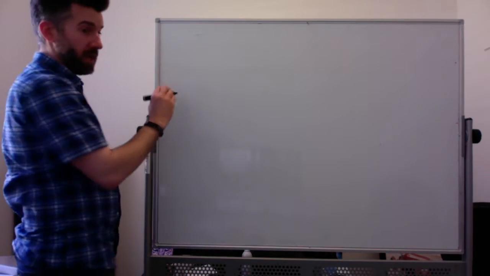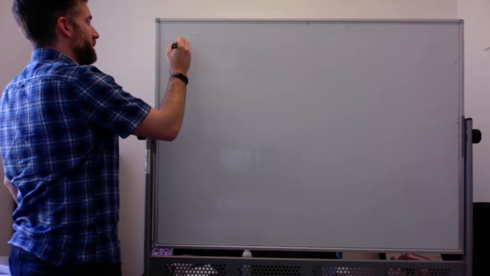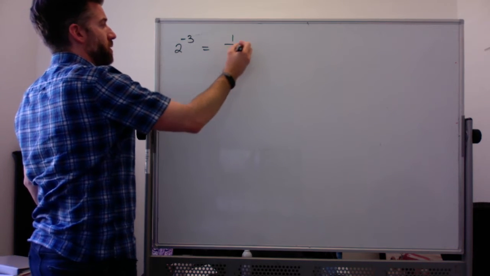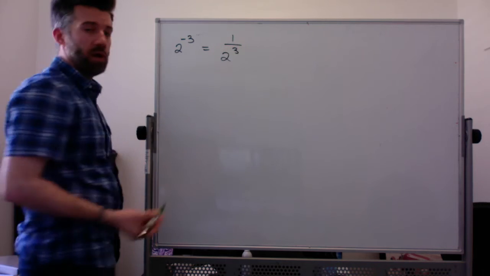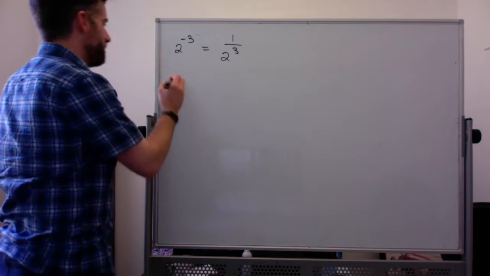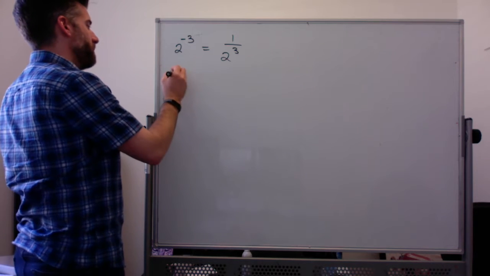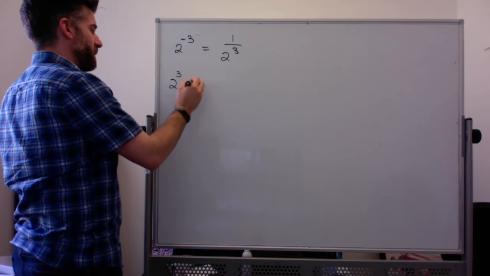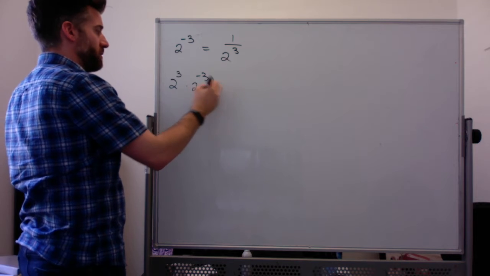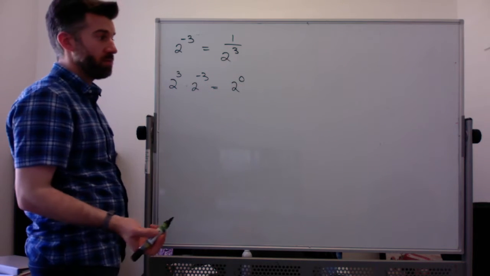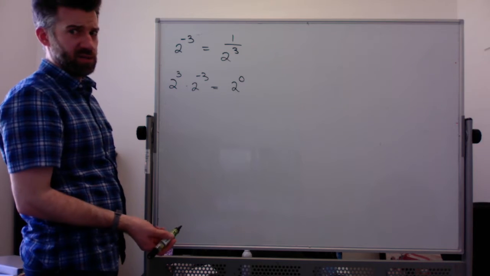There's also negative powers. So if you have, say, 2 to the negative 3rd, that's really just 1 over 2 to the 3rd. Why is that the case? Well, I still need something else first. It's because 2 to the 3rd times 2 to the negative 3rd, well, when you add those powers, you get 2 to the 0. Well, what's 2 to the 0?